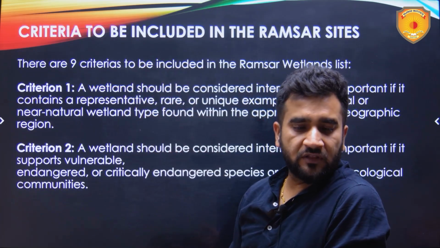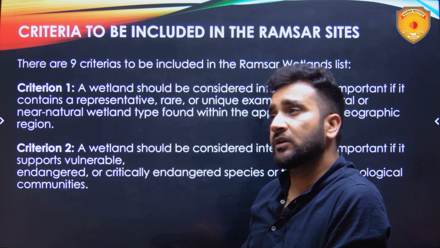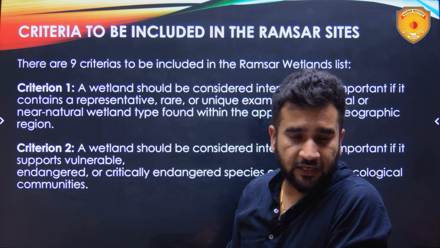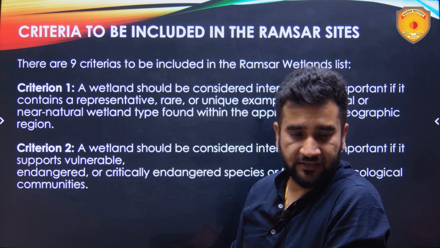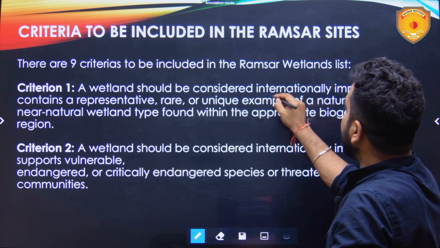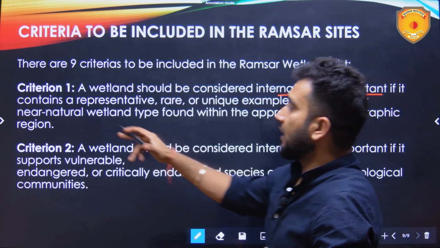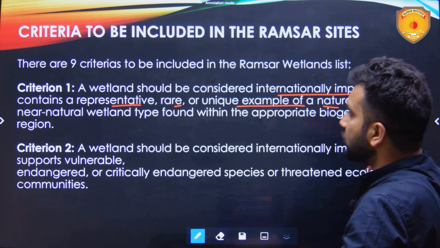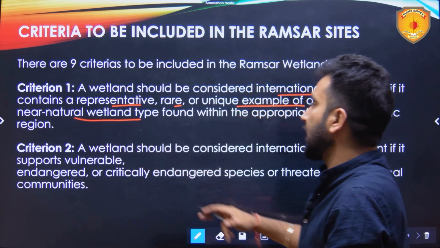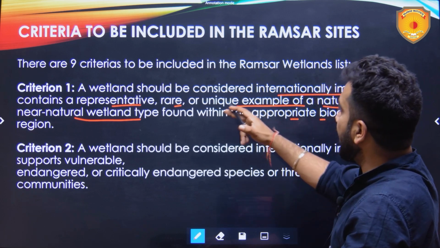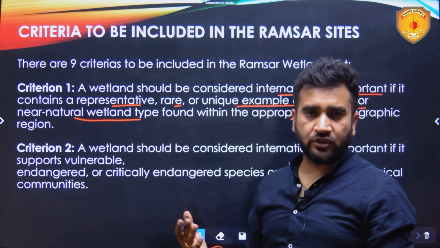Criteria to be included in the Ramsar sites. Now, according to the website of the Ramsar Convention, there are 9 criteria to be included in the Ramsar wetland sites. Criteria 1: a wetland should be considered internationally important if it contains a representative, rare or unique example of a natural or near natural wetland type found within the appropriate biogeographic region. So it should be rare or have some unique features.